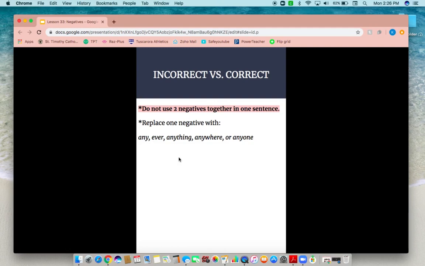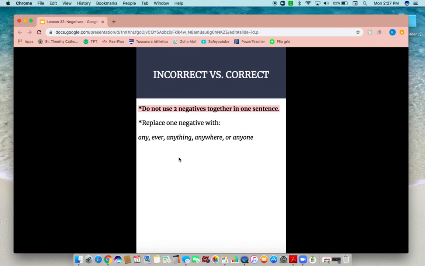Okay, so now we're going to look at two rules when we're looking for negatives or when we're using negatives in our sentences. And the first one is super, super important. And because of that first one comes the second rule. So the first one that I bolded and put in the pink background that I don't want you to forget is that you do not use two negatives together in one sentence. Okay? So we're going to do some examples of that in just a minute.